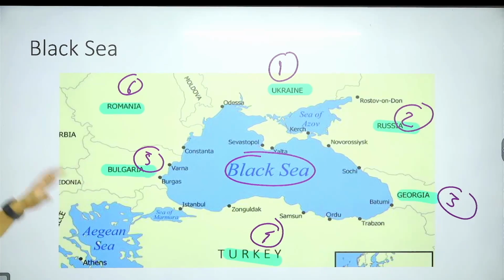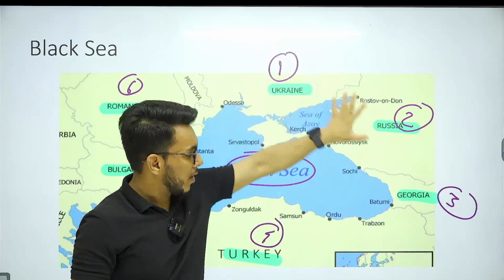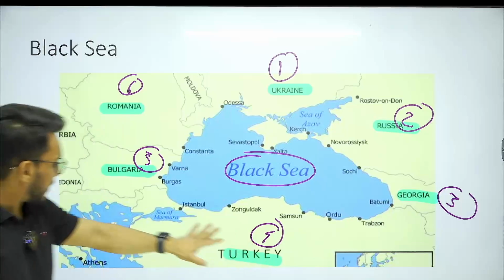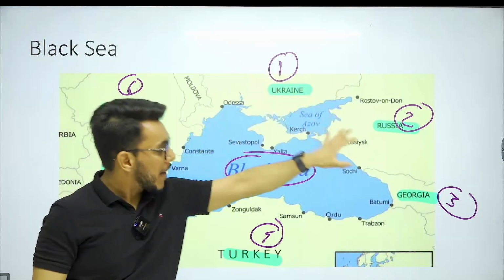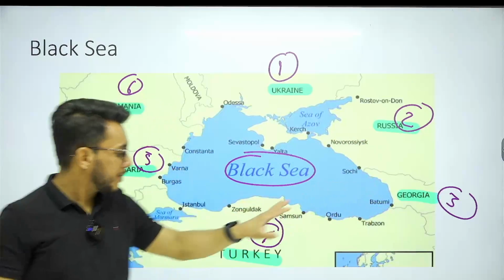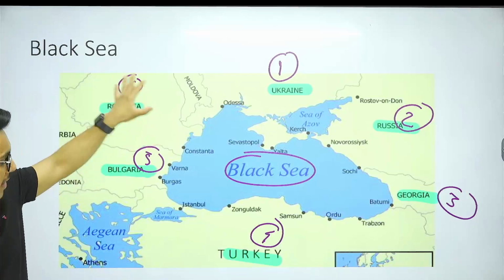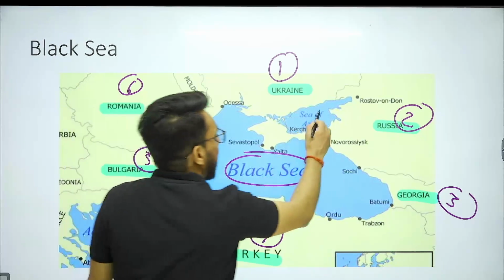So these countries border the Black Sea. Again, we'll see Ukraine, Russia, Georgia, Turkey, Bulgaria, Romania. So these are the six countries that border the Black Sea. Now, here we have the Sea of Azov.